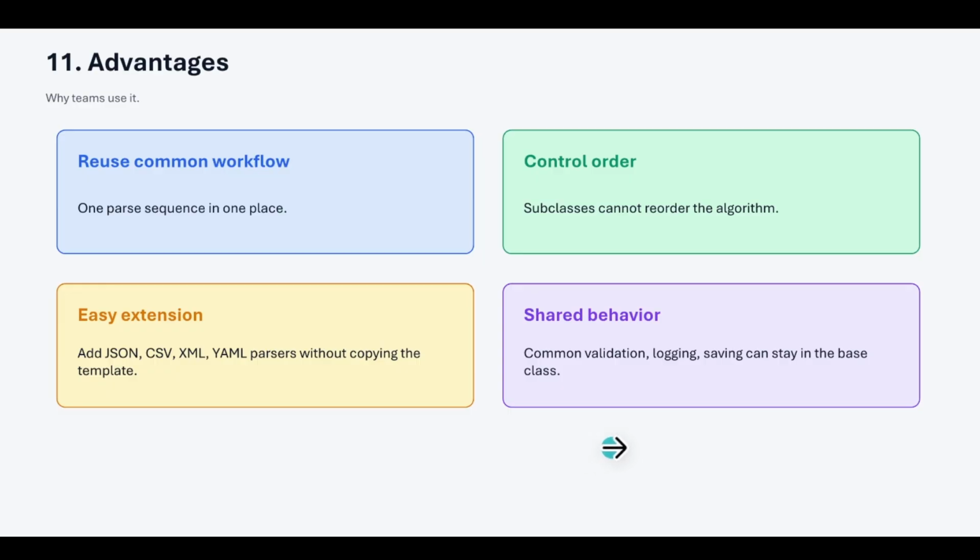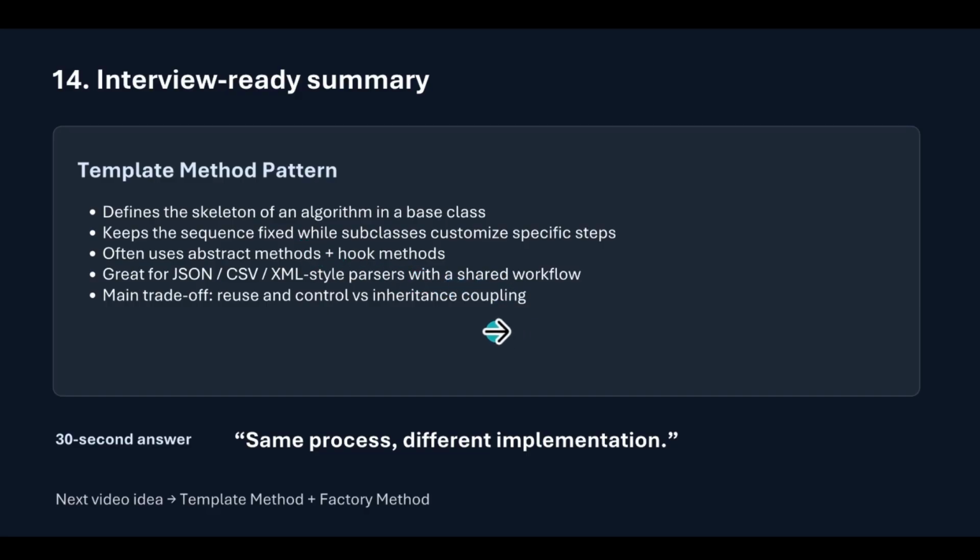Now we have the advantages over here: reusable common workflows, controlled order, easy extensions, and shared behavior across all the things. In the interview, they may ask what the template method is. You can simply say it defines the skeleton of an algorithm in a base class, and it keeps the sequence fixed while subclasses customize their specific steps. It often uses abstract methods and hook methods. So it is great for JSON, CSV, XML style parsers with a shared workflow. So yeah, that is all about the template method.